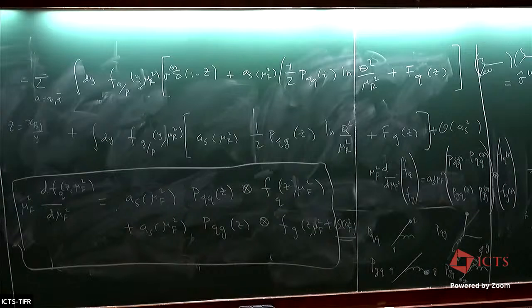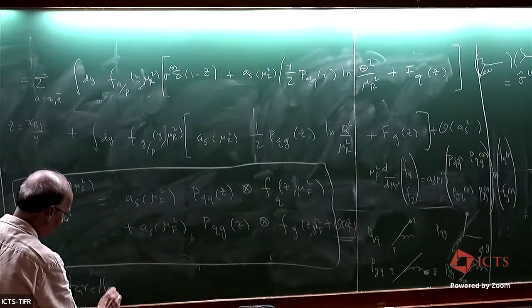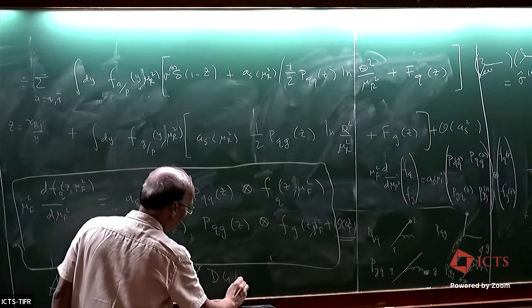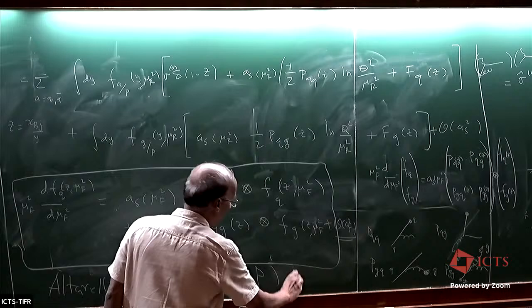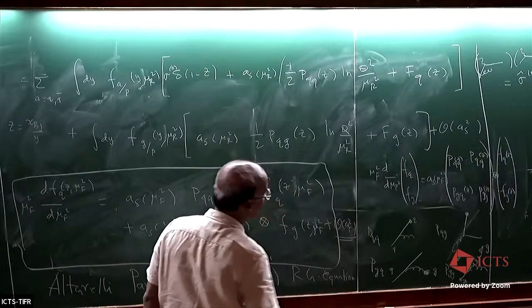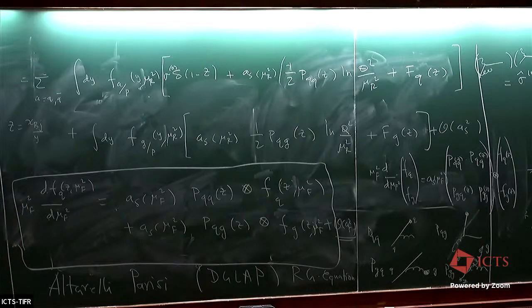So you have something called the Altarelli-Parisi evolution equation, or DGLAP, or simply the renormalization group equation. It is simply the renormalization group equation coming from the collinear sector. So this is all it means actually. The original derivation of Altarelli-Parisi is not like this, but it has some diagrammatic method explicitly showing the evolution. But this is just a modern version of the Altarelli-Parisi evolution equation.